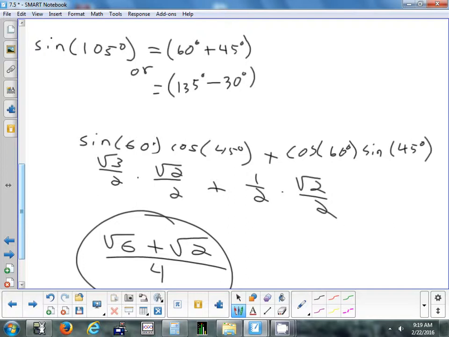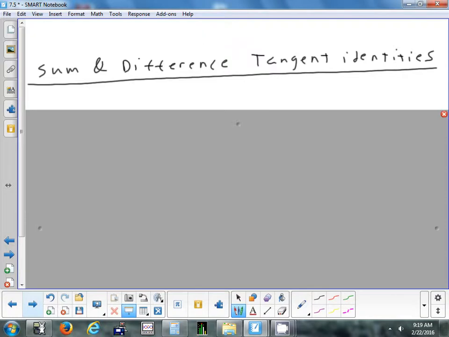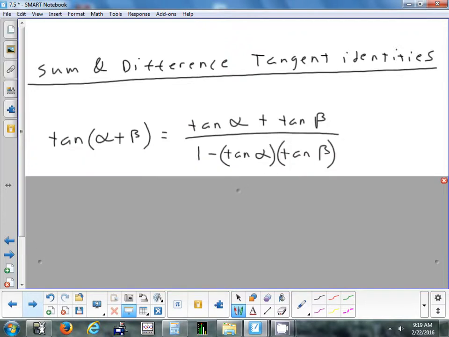All right, so there's our sine sum and difference. Tangent sum and difference not used as much. Okay, I'm going to give the formulas to you just so you have them, but I don't think we're going to do an example with them. Unless you want to see one, I can make one up and do one. All right, so a little more complicated than sine and cosine.